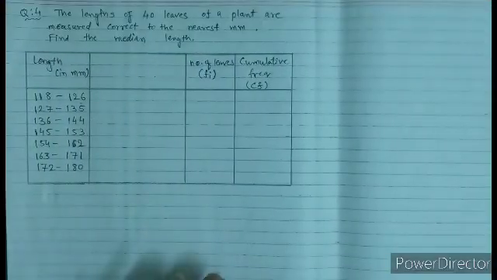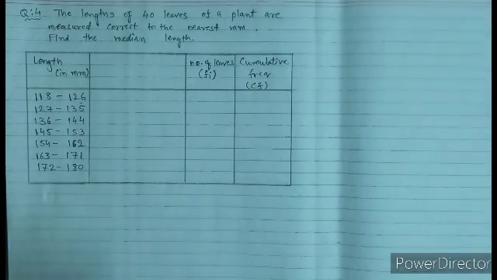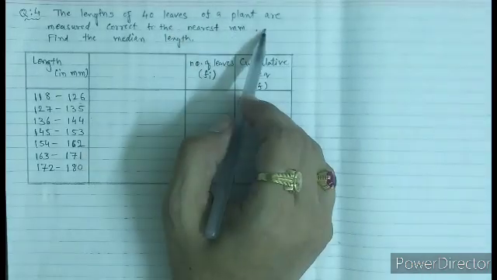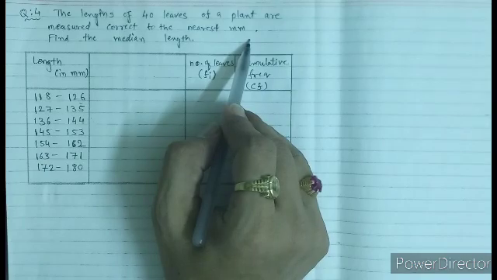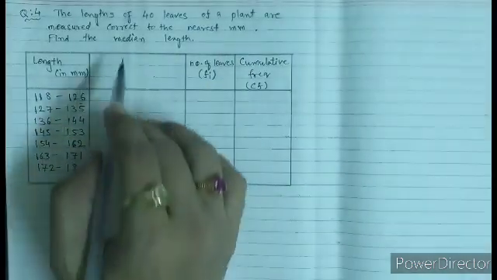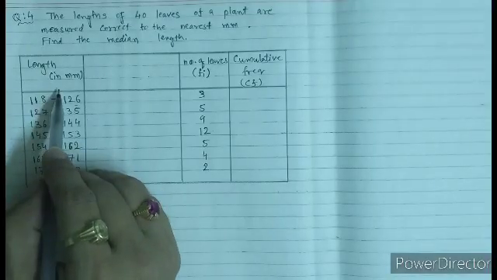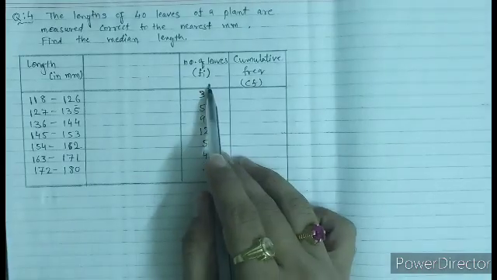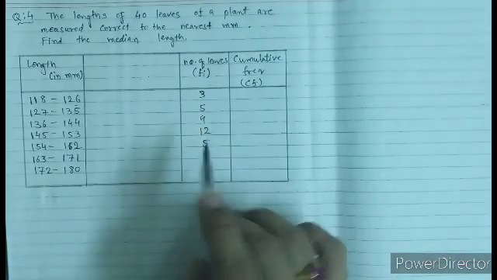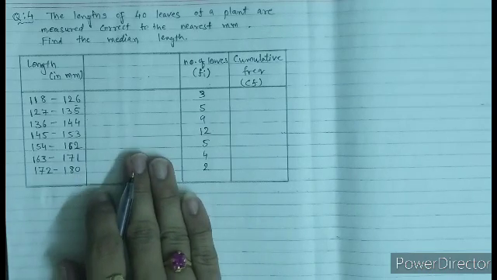Now the next question we are taking from the same exercise 14.3, question number 4. Here the question is: the lengths of 40 leaves of a plant are measured correct to the nearest millimeter. We are given data and we have to find the median length of the leaves. The lengths of leaves in millimeters, its classes are given, and the number of leaves, that is the frequency, is given. I have kept here some space. Why this space is kept, I will tell you later on.